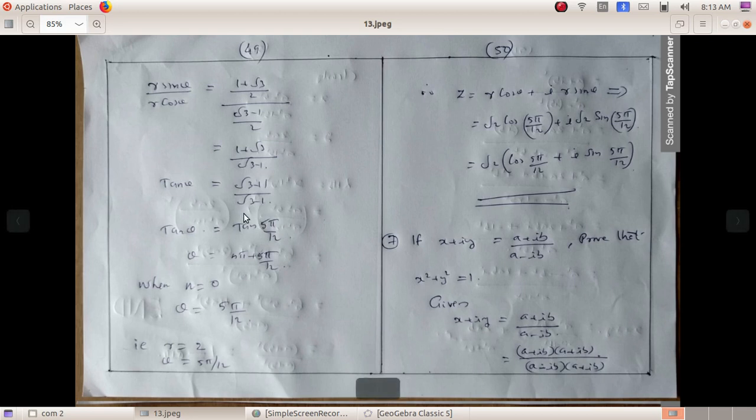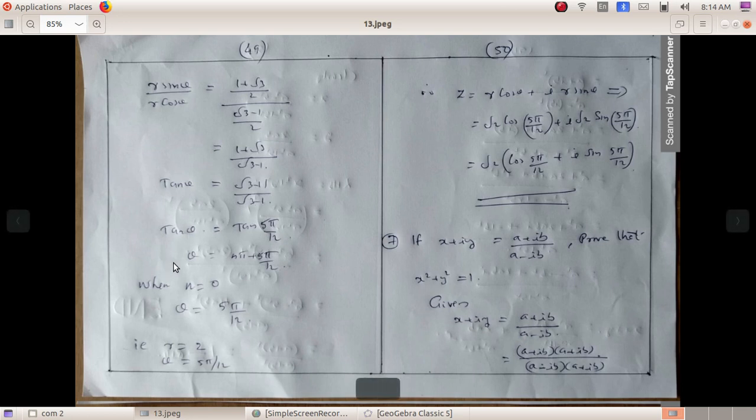You know that pi by 12 is 15 degrees. Pi means 180, and 180 by 12 is 15. So 5 into 15 is 75. What is tan 75? You learned tan 75 in the trigonometry chapter. That is (root 3 plus 1) divided by (root 3 minus 1).